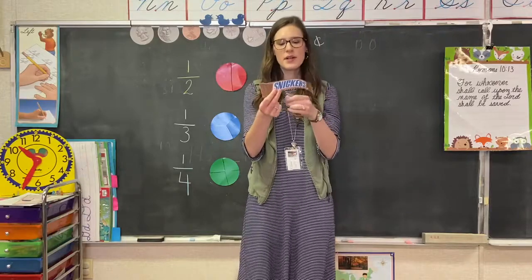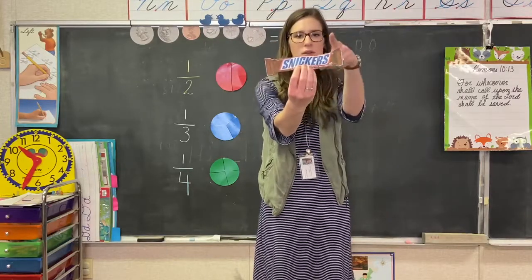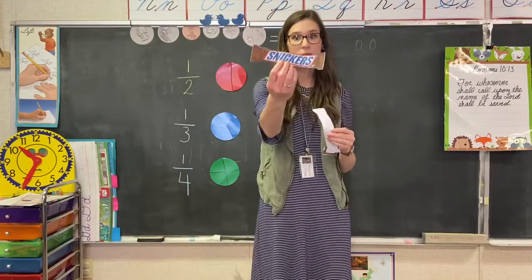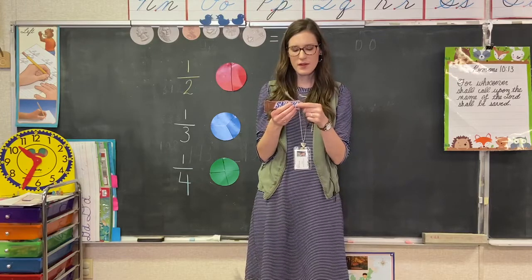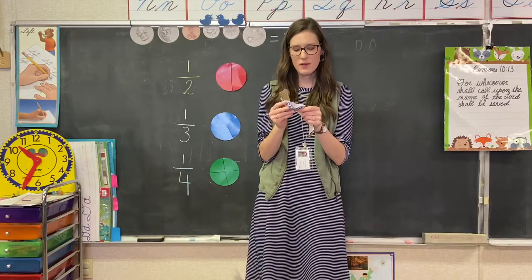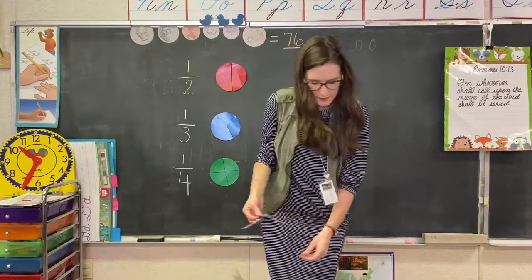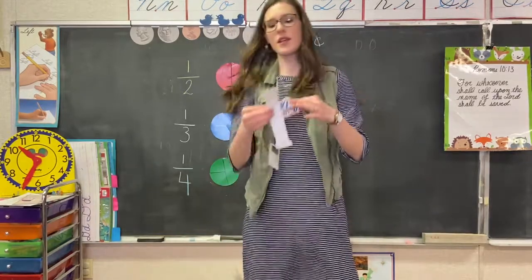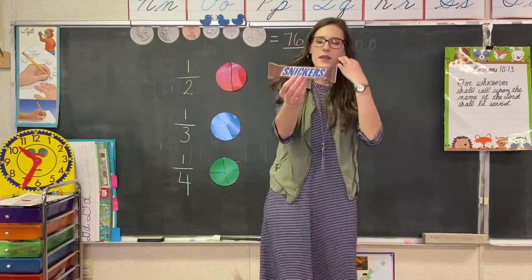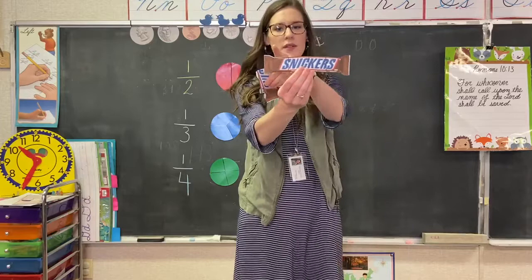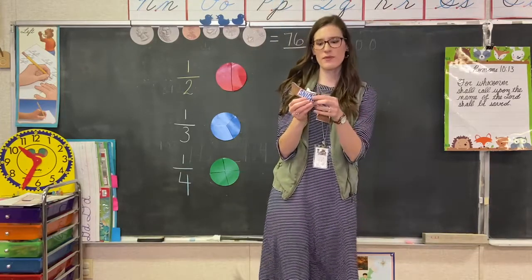This Snickers bar is divided into thirds. There's 1, 2, 3 parts to this Snickers bar. I want to show you 1/3 of that. Oops, dropped my Snickers. This is 1/3 of the Snickers bar. This Snickers is divided into 4ths. 1, 2, 3, 4 parts. Let me show you what 1/4 would look like.